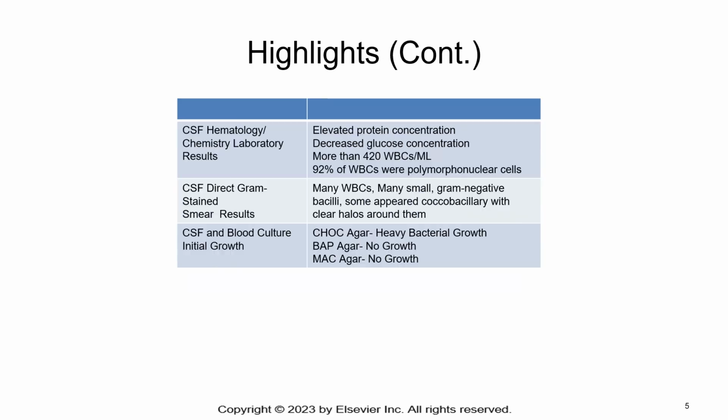CSF looked cloudy. There was elevated protein concentration, decreased glucose concentration, more than 420 white blood cells per mL, and 92% of white blood cells were polymorphonuclear cells. Direct gram stain displayed many white blood cells, many small gram-negative bacilli. Some appeared to be coccobacillary with clear halos around them. CSF and blood culture: chocolate agar had heavy bacterial growth, but no growth on blood agar plate or MacConkey.